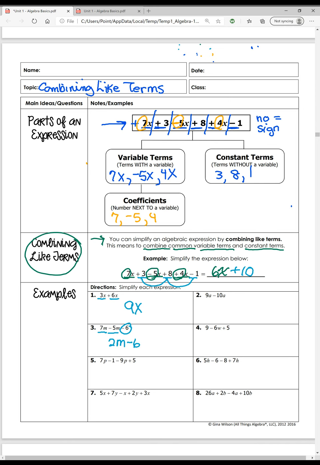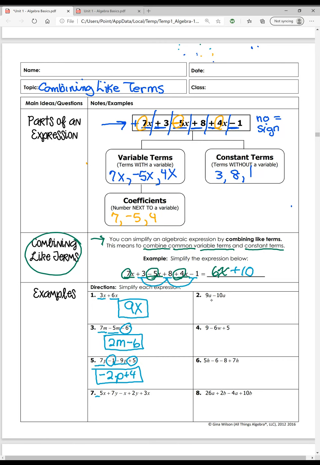Okay, moving down, I'll do the odd numbers first. I have 7p minus 9p, which is negative 2p. And then I have this negative 1 plus 5, which equals positive 4. And these are our final answers. I'm going to go ahead and put those in boxes. And let's do this last one.